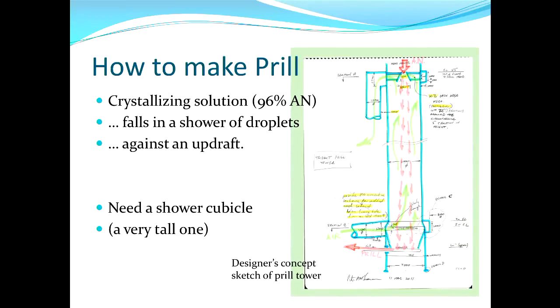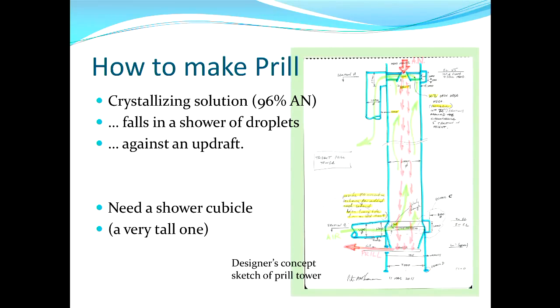How do you make prill? Well, you make it from highly concentrated ammonium nitrate solution. In fact, 96% ammonium nitrate, 4% water, and the water has to be driven off. And it's driven off while the ammonium nitrate solution is cooling, and the aim is to crystallise the ammonium nitrate very rapidly and allow it to turn into this little pellet, spherical pellet form.